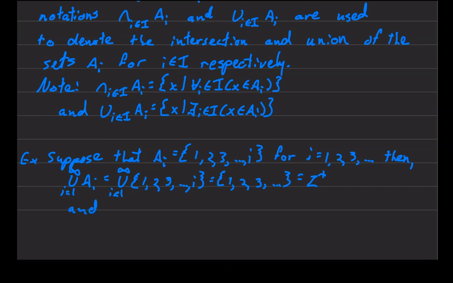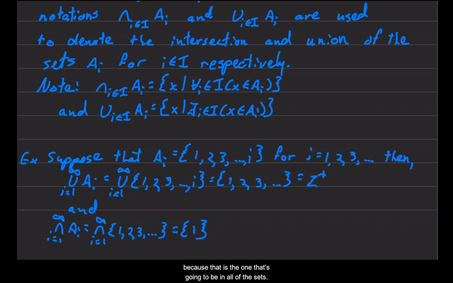And if we do the intersection from i equals 1 to infinity on Ai, that's going to be equal to the intersection from i equals 1 to infinity over 1, 2, 3, ... and that's going to be equal to simply the set of the number 1, because that's the one that's going to be in all of the sets. And that concludes this section.